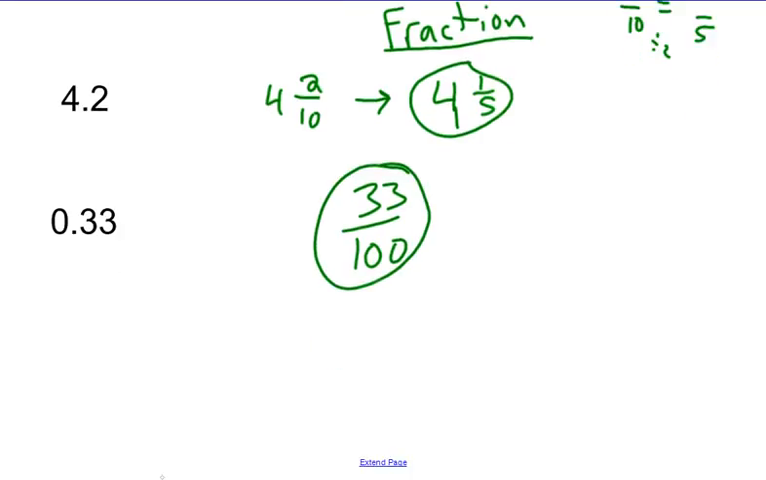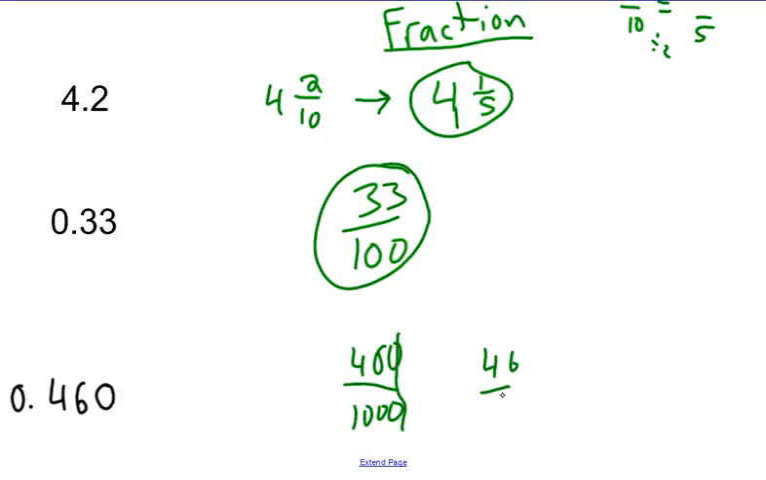If you had one that was, let's just say one more example, 0.460. Do you need the 0 there? You don't, because I'll show you why. Now technically this is the tenths, hundredths, thousandths place, so we're going to make it out of 1,000. And 460 over 1,000, the zeros cancel each other out. So really it's the same thing as 46 hundredths.